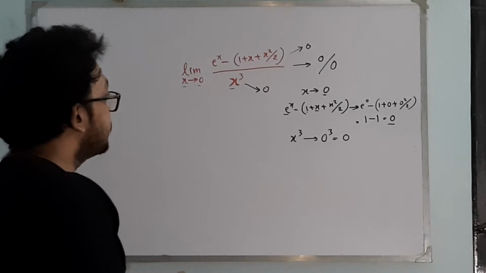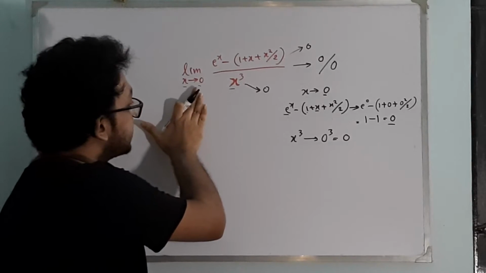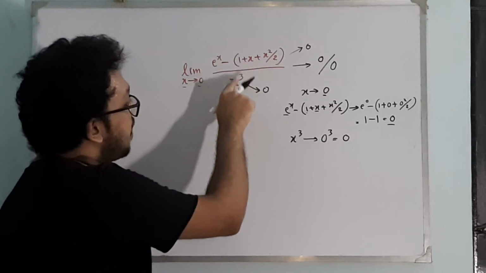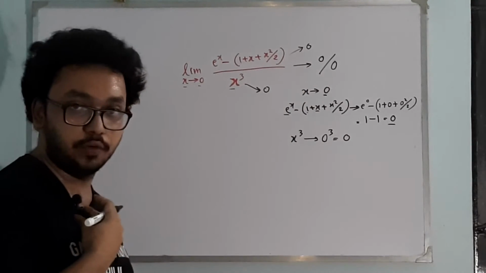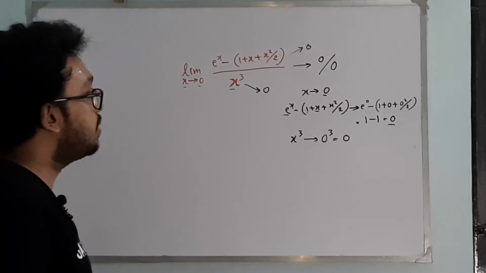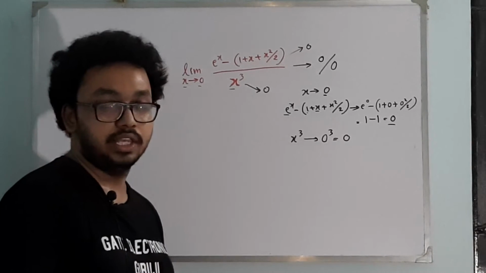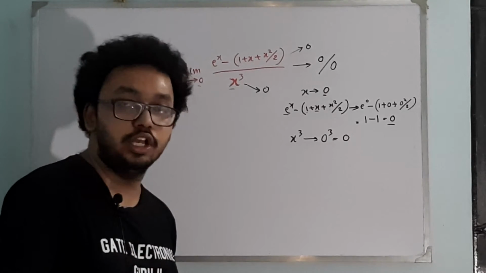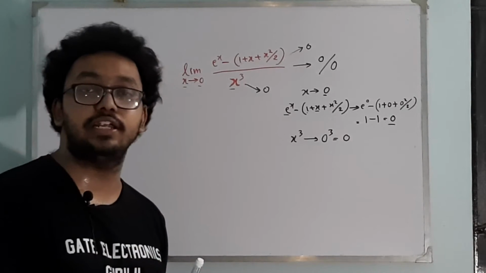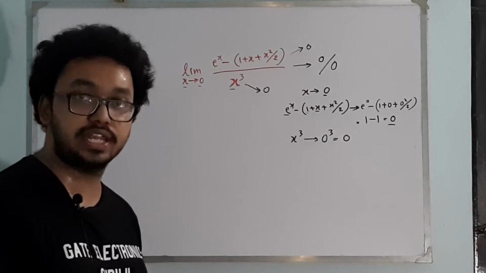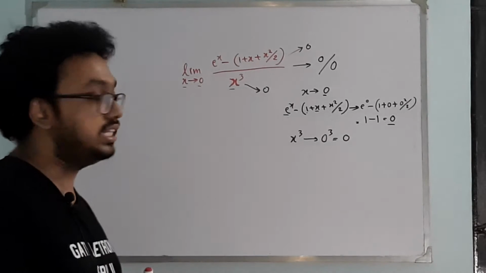So we observe that when the limiting variable x is tending towards 0, this function is present in a 0 by 0 form. And we know that whenever we have a 0 by 0 indeterminate form, we use the L'Hospital rule. And what do we do in L'Hospital rule? We differentiate the numerator and denominator separately with respect to x, and again we apply the limit.